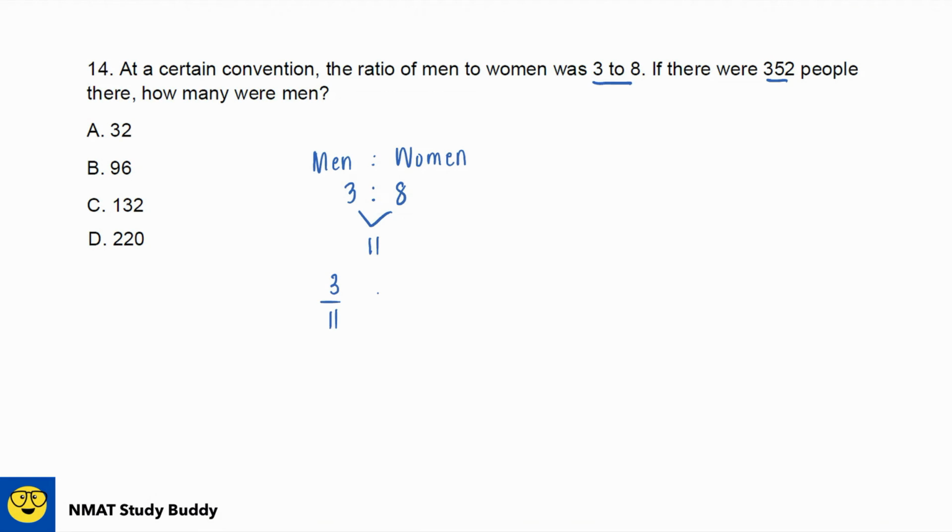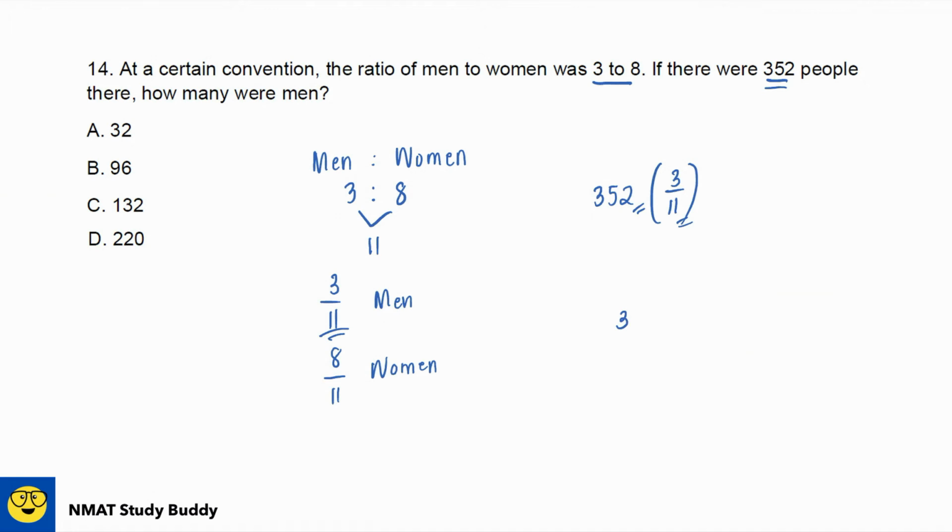And then, ito yung men. And then, yung women doon is 8 over 11. So, para makuha natin kung ilan lahat yung men, imumultiply lang natin tong fraction na to 352. Kasi yun yung part or yun yung number of people na men. So, 352 times 3 over 11. So, pag meron ganito, pwede nyo nang i-divide yung 352 by 11. Tapos, i-multiply nyo na lang yung sagot sa 3.